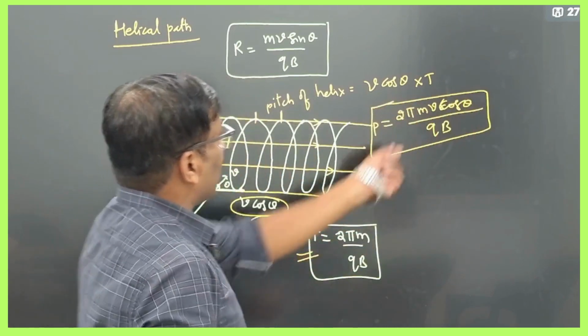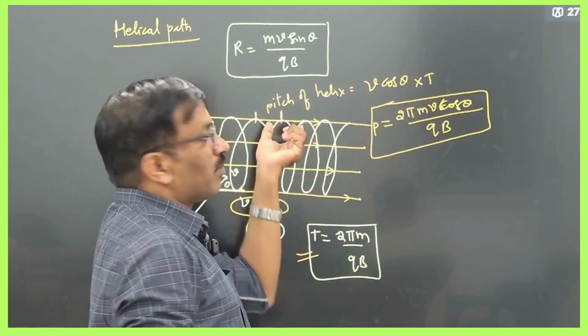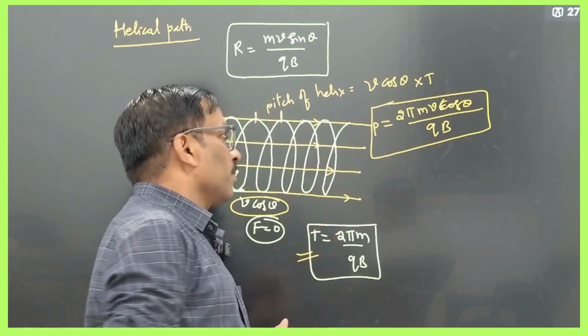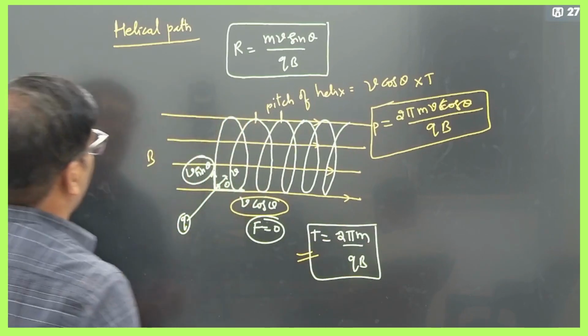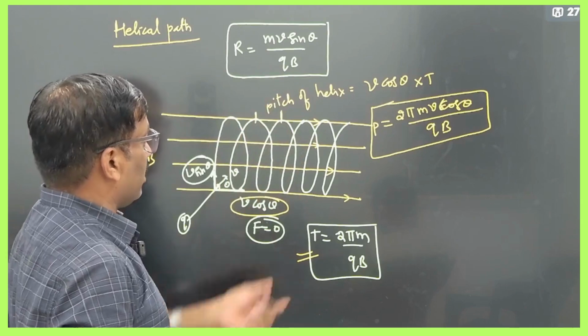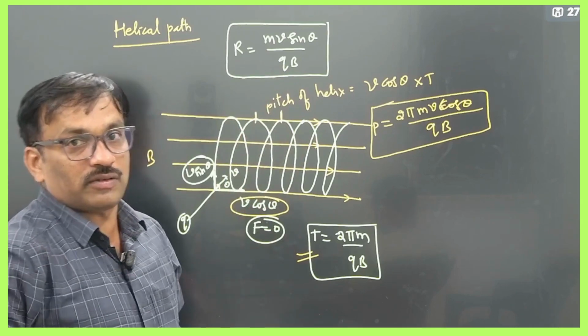Sir, here you are telling it is v, but pitch of the helix is a distance. So T is nothing but the time period. Understand? So like this you can calculate the pitch, radius and time period for the helix now, right?